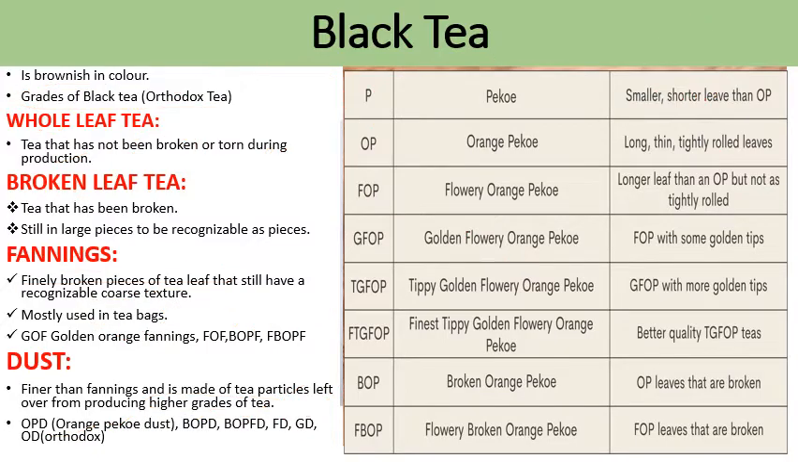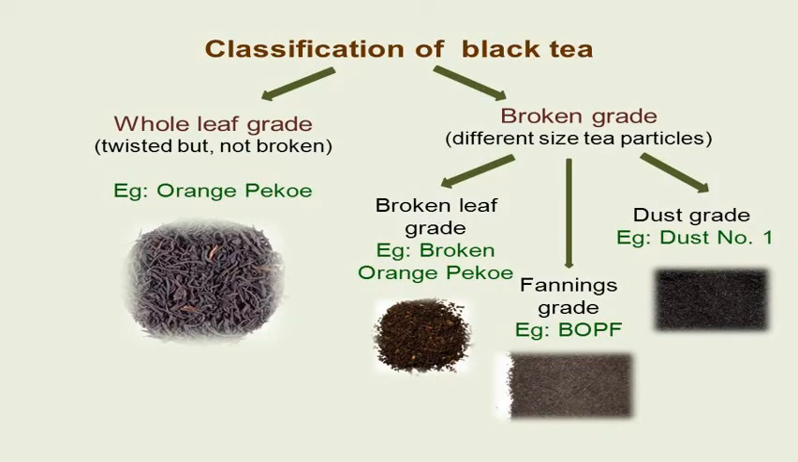So this table shows the various next classification of black tea. This is a summarized form of this classification. Firstly we have whole leaf grade, which includes twisted but not broken, as the name indicates, whole leaf grade. So it includes orange pekoe. Then we have broken grades, which are classified on the basis of different sizes of tea particles. Firstly we have broken leaf grade. It includes broken orange pekoe, that is abbreviated as BOP. Then we have fannings, which include BOPF, that is broken orange pekoe fanning. Then we have dust grades, that is dust number. So these are the various types of black tea.